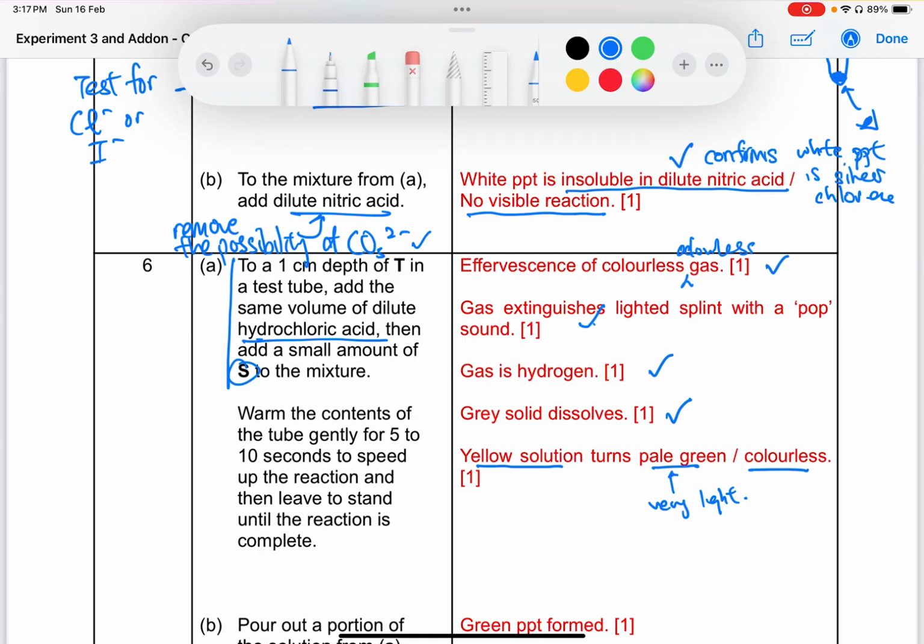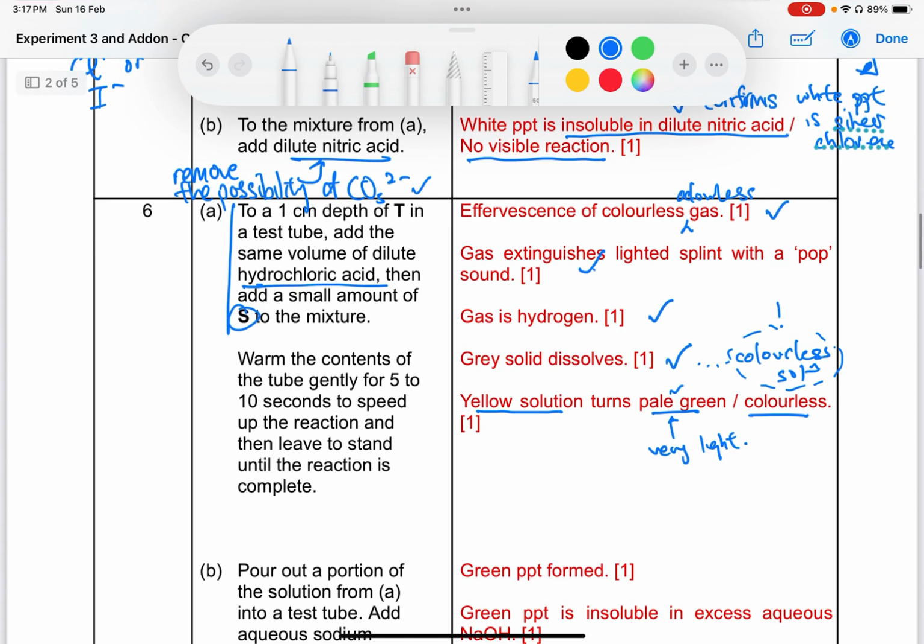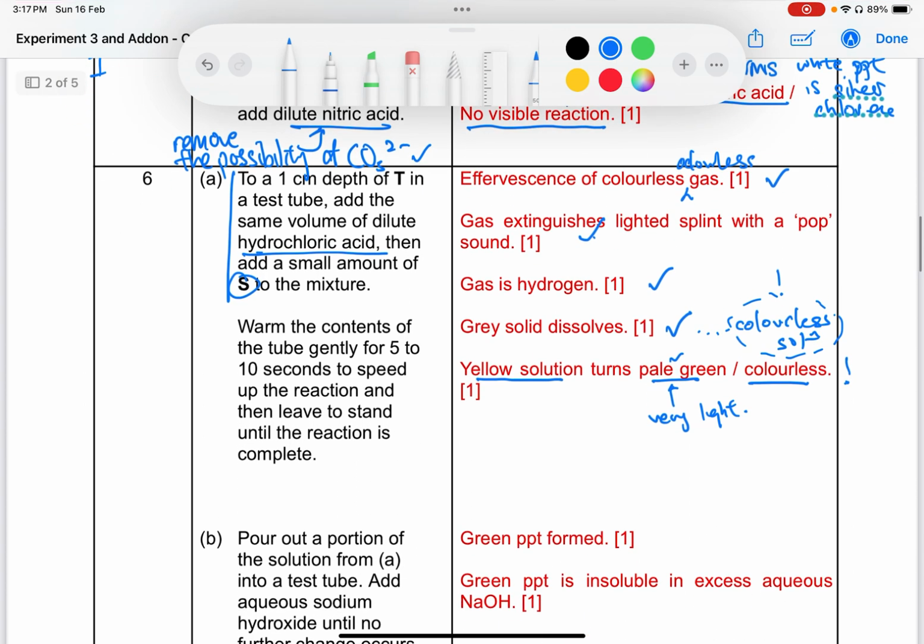Okay, now this time there's no colorless solution. Those of you who wrote colorless solution, it's actually not totally correct, because you are supposed to take note that it's possibly turning pale green as well. So don't always assume that it will turn to colorless. Always see what is the reaction mixture that you are having at the start. Your solution turned pale green or colorless, that's a mark that many of you did not get. So just take note of this.